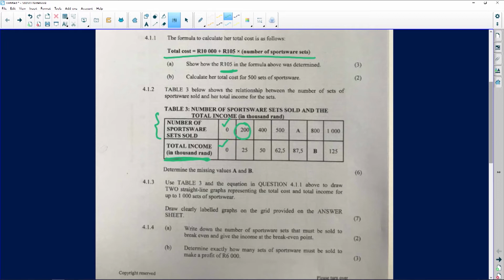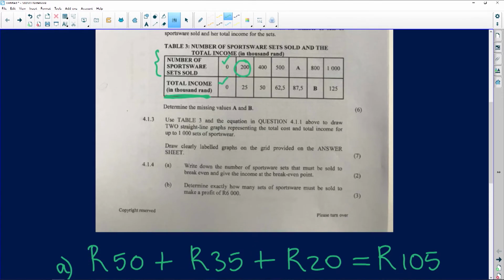So we've got A and we've got B. I'm just thinking they're going to ask us to calculate that A and to calculate that B. So it says to us, determine the missing values A and B. And I had already thought that's what they would ask us. Let's see how we would calculate A and B.